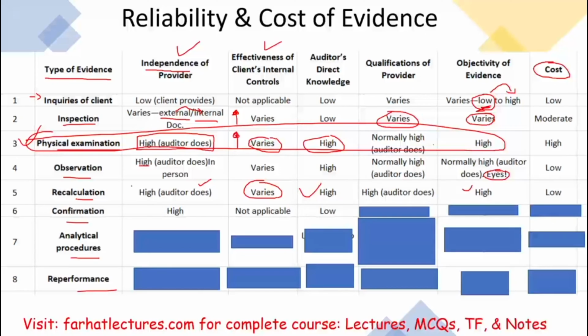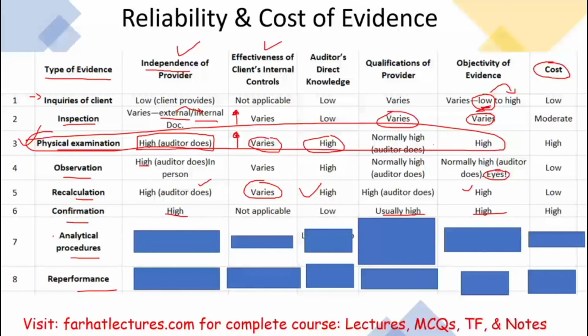Qualification of the provider of this confirmation is usually high. Whether it's a bank or a customer, usually it's high. Objectivity of evidence is really high as well, because it's coming from a third party. However, confirmation is costly. So notice, confirmation is like physical examination: high on independence, high on qualification of provider, and high on objectivity. This is good evidence.